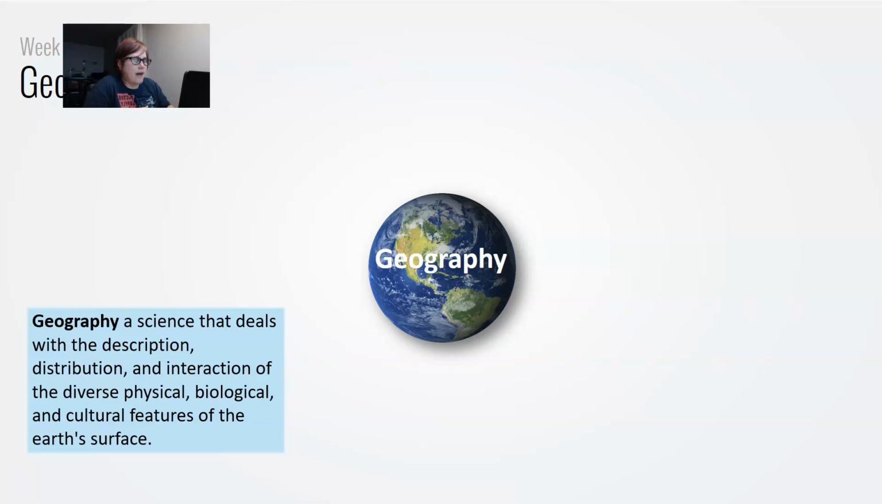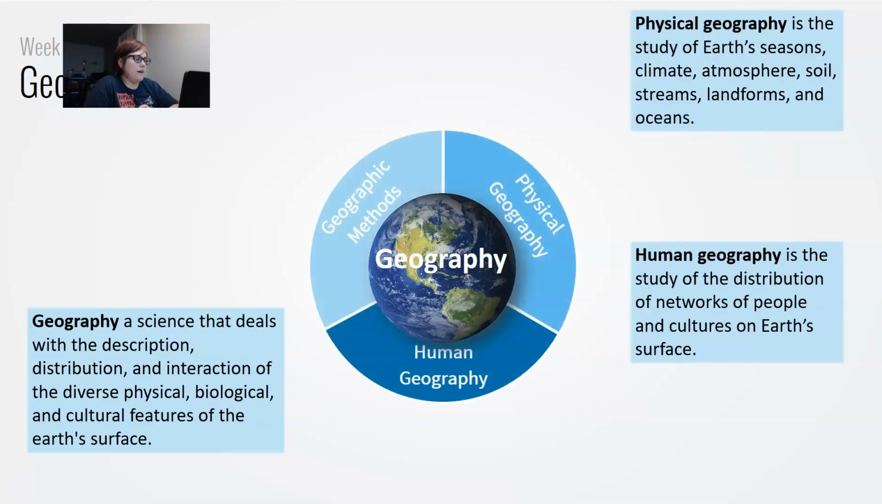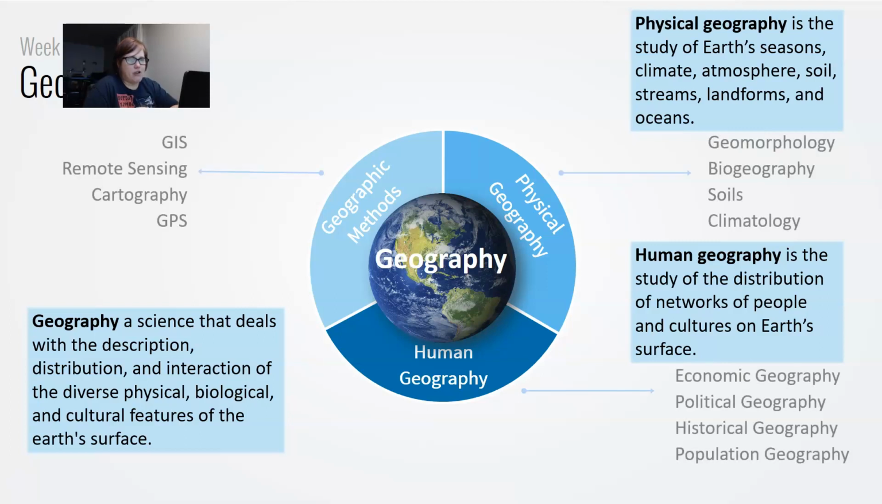If we look a little bit closer at geography and the disciplines within geography, we see that geography includes physical geography, human geography, and geographic methods. As you can see, physical geography is the study of seasons, climates, soils, and so forth, while human geography looks more at the distribution of people and cultures on the Earth's surface. This is a bit different than geographic methods, and this is where geospatial technology comes in. Geospatial technology is a collection of technologies that allow us to study both physical and human geography, essentially any type of geography, because it allows us to see patterns and trends.